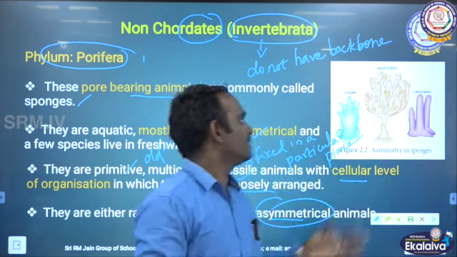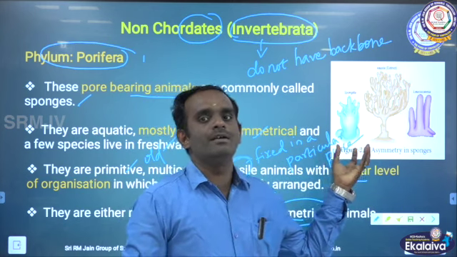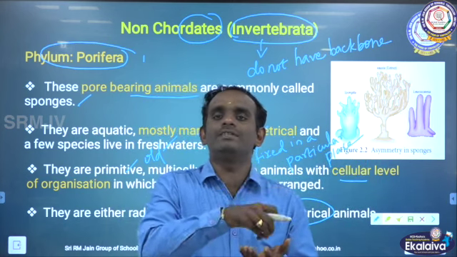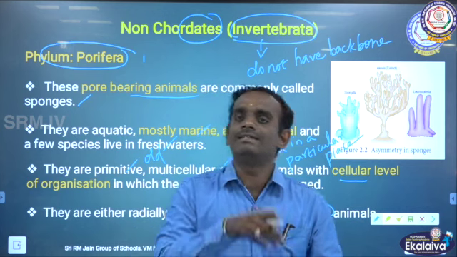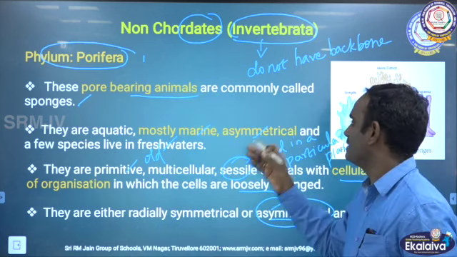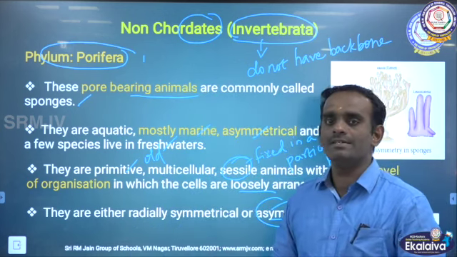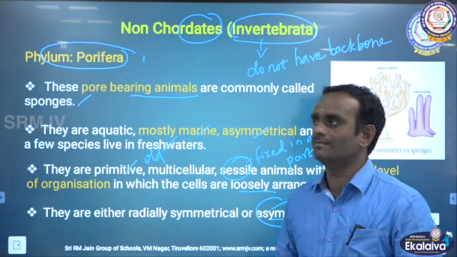See the picture here, children. This is a sponge. It is mostly a marine organism. It is a multicellular organism and it is a sessile organism. Clear, children? Shall we move on to the next one? Yes.